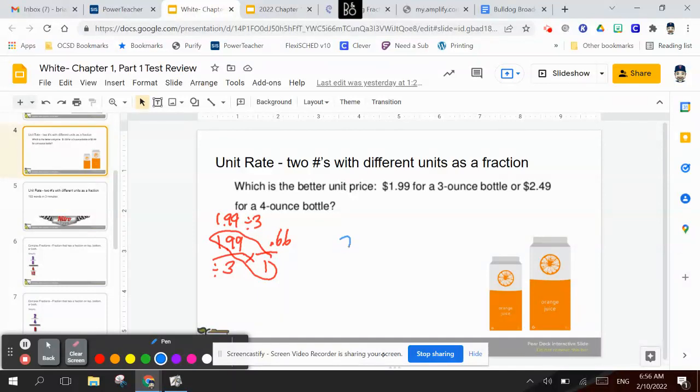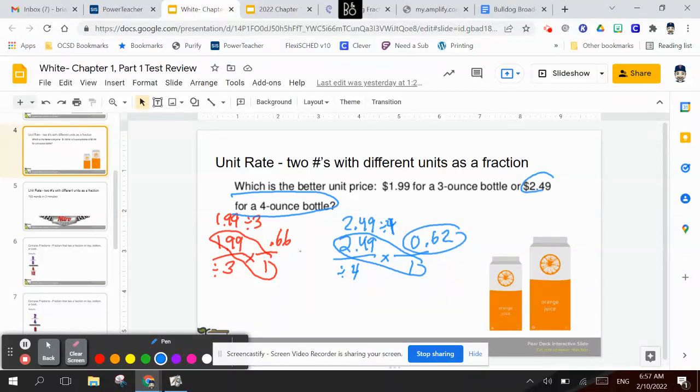So if I do the same thing here with the $2.49 for 4 ounces, I want to know how much 1 ounce is. I cross multiply again. $2.49 times 1 is $2.49. I then divide that by 4 because it's the only number I have left. So I take $2.49 divided by 4, and I get 62 cents. So which of those is cheaper or the better price? That's going to be your $2.49 for 4 ounces. 62 cents is less than 66 cents.